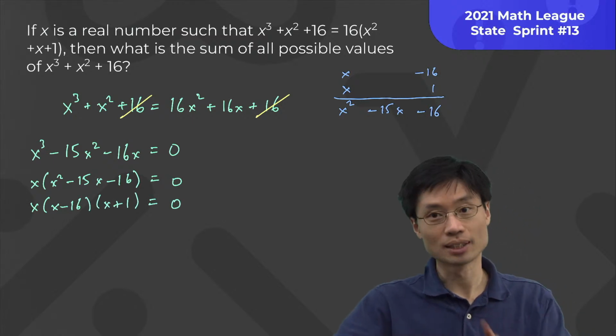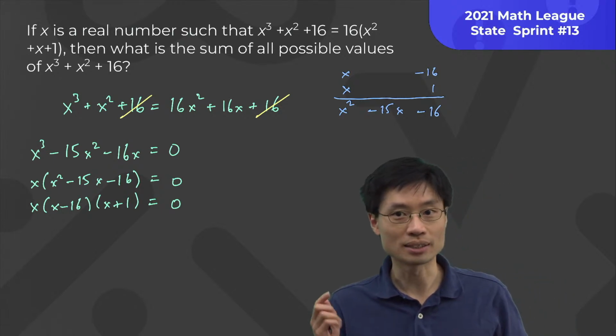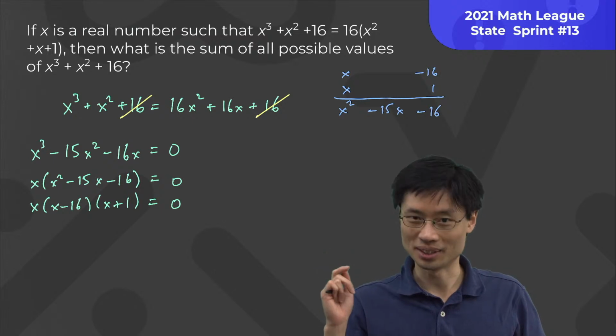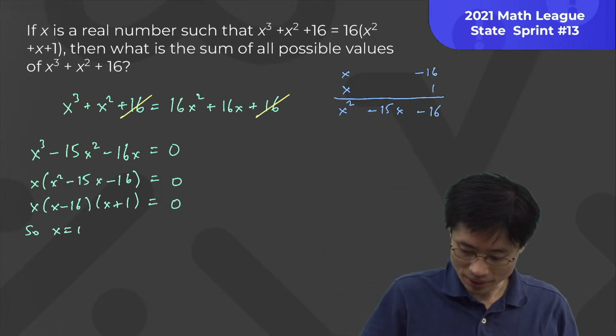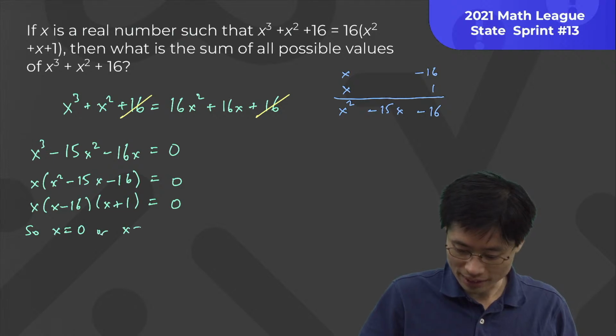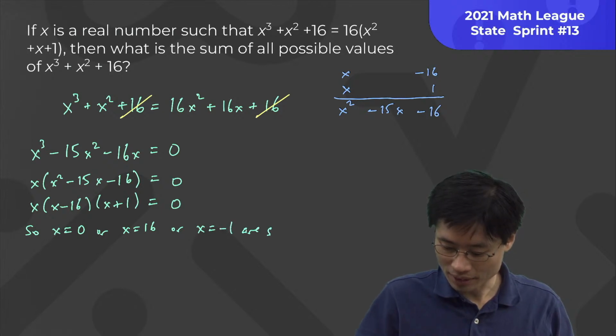Or you know what that means? Whenever you have a bunch of numbers multiplying together and they're 0, that means that at least one of them is 0. So x equals 0, or x is equal to 16, or x is equal to minus 1 are the solutions.